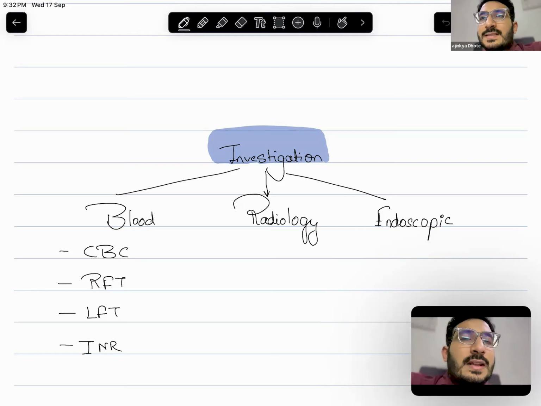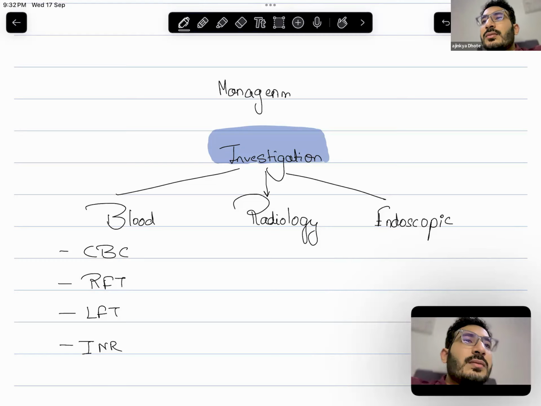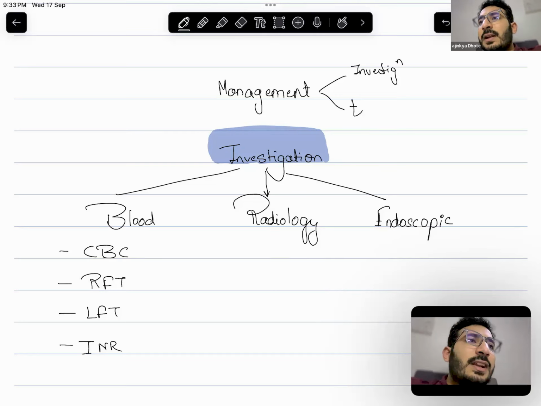So last time we ended on the history part and the examination part of an epigastric lung. Once you're done with this part and you come to the diagnosis, you usually are asked the next question: what will be the management of the patient? How will you manage the patient? Now this management part mainly includes two things. One is your investigations, and second is your treatment.